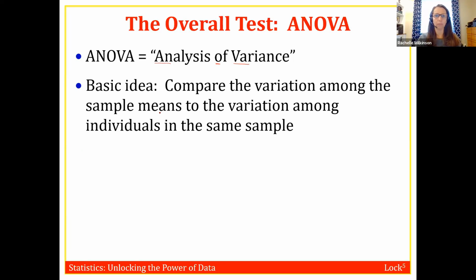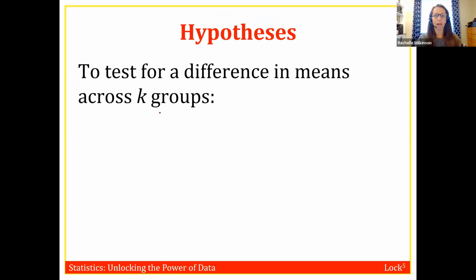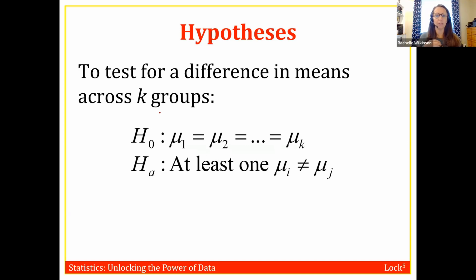So our hypotheses for this overall analysis of variance test, the null hypothesis is going to be that all the means are equal. So depending on how many groups we're comparing, that'll tell us how many means we're looking at here, but we're going to have null hypothesis mu1 equals mu2 equals mu3 equals mu4 equals mu5, et cetera, for however many groups are being compared. And then the alternative hypothesis is a little bit different than what we've been seeing.